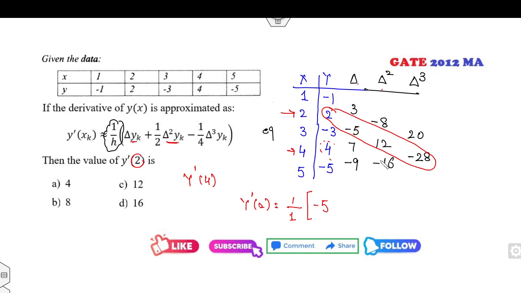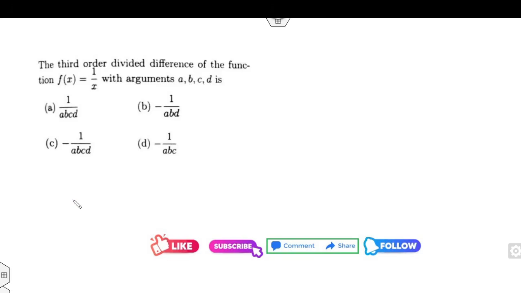Del square. Del square is 12. 12 by 2 is 6. Del cube is -28 by 4 plus 7. So what is the right answer of this? 8 is the right answer of this problem. A very simple approach, as I have given to you in this lecture.